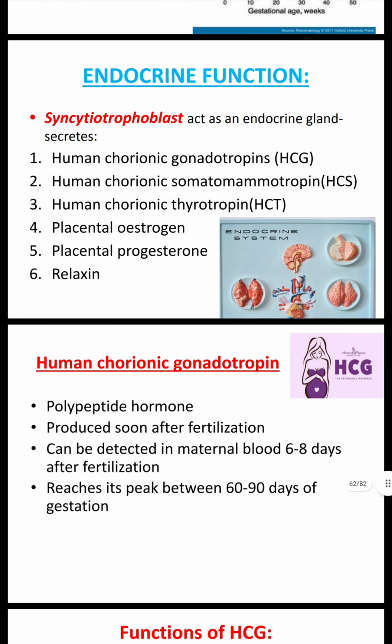Then there are endocrine functions: the syncytial trophoblast acts as an endocrine gland. It secretes HCG, human chorionic gonadotropin, human chorionic somatomammotropin, HCT, that is human chorionic thyrotropin, placental estrogen, placental progesterone, and relaxin.